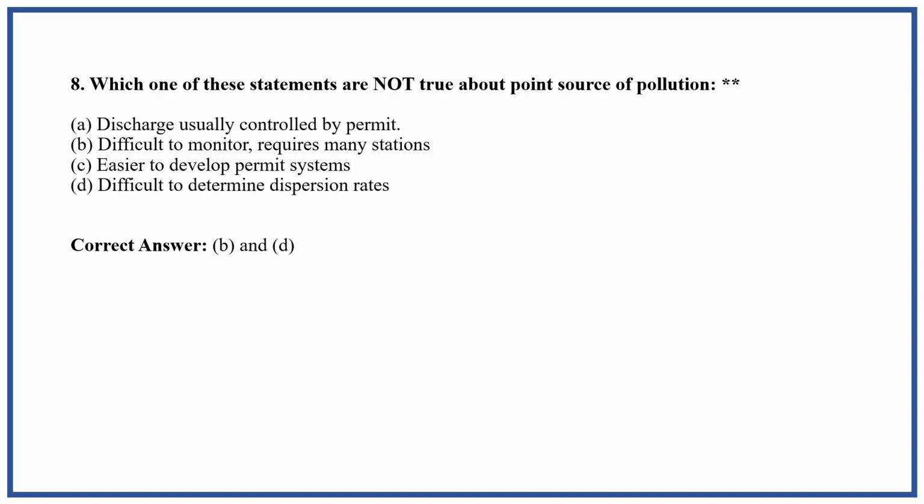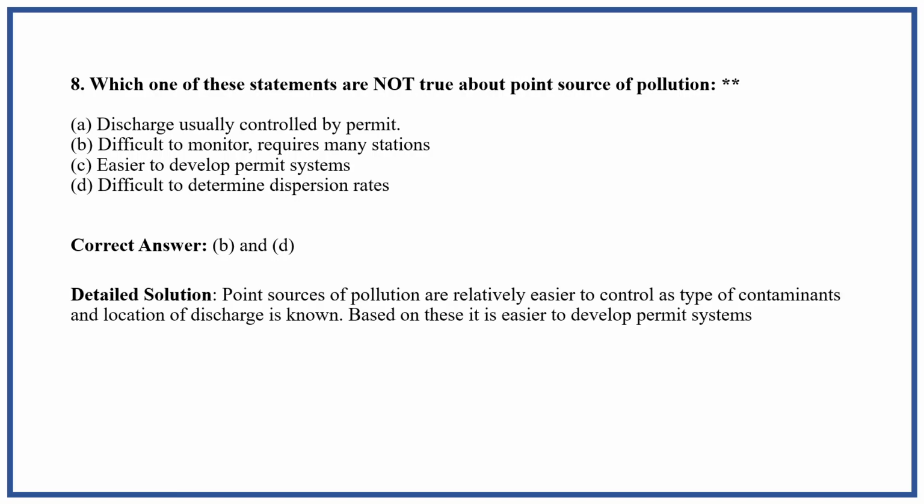So here the correct answer is B and D. We are talking about which of the statements is not true. So in case of point source of pollution, it is easier to monitor. Hence B is incorrect. And also for any point source of pollution, it is easy to determine the dispersion rates because we know from where it is dispersing, what is the concentration, at what time, at what location. We have every data. So both B and D are not true for point source of pollution.